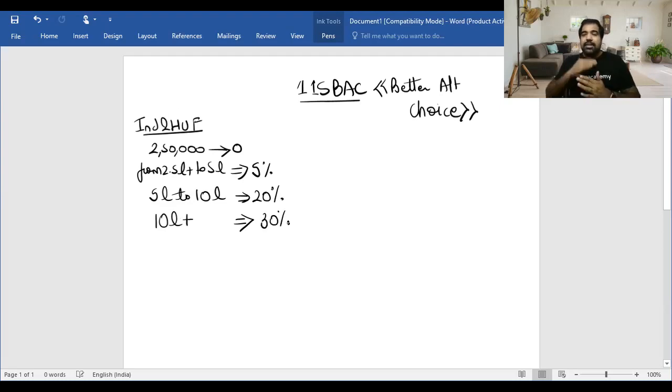So if you see, there's a steep jump from 0 to 5, it's okay. From 5 to 20 is a 4 times jump, and from 20 to 30% again a big jump. So the rates are very erratic. Also the slabs, the first slab is 0 to 2.5 lakhs.